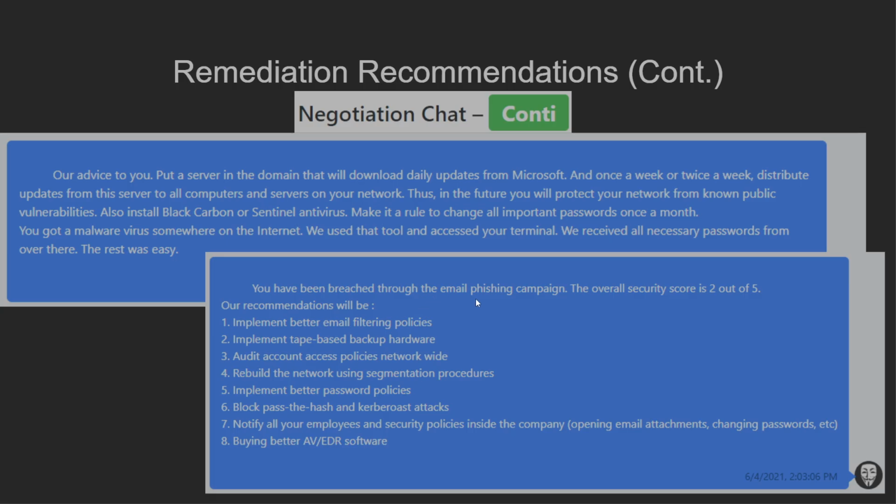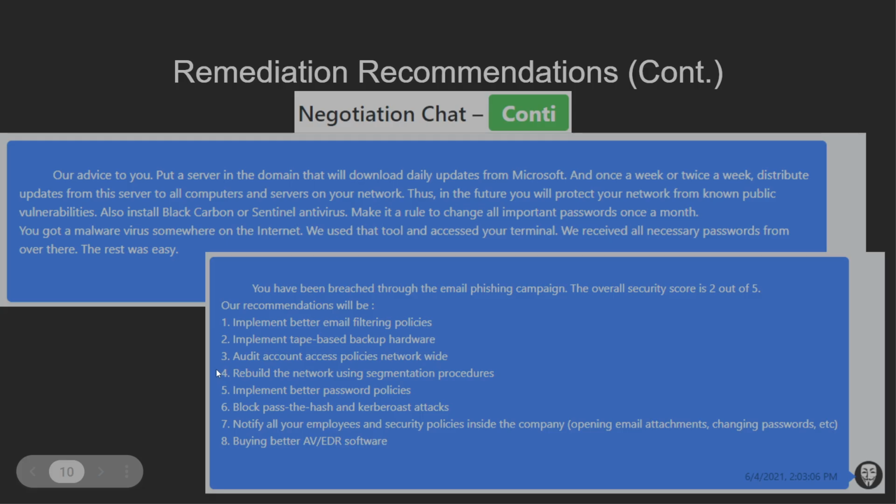You have been breached through the email phishing campaign, another email-based threat. Our recommendations would be implement better email filtering policies. Basically, you have an email security solution in place, harden it more, leverage more of its features and functionalities to better protect your organization. Implement tape-based backup hardware. Speaking again to that offline, off-site backup. Audit account access policies network-wide. Rebuild the network using segmentation procedures.